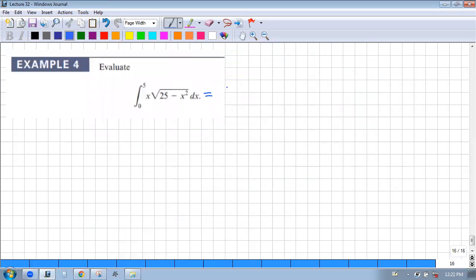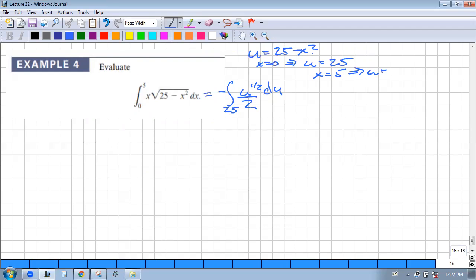You say, okay, this is the integral of u to the 1/2, and then there was a du. You do the same thing, but instead of saying x equals 0, our u was 25 minus x squared. So if x is 0, then u would be 25 minus 0. So this is a 25. And if x is 5, u would be 25 minus 25, which is 0. All right. So if you do it this way, you don't have to go back to the x's.